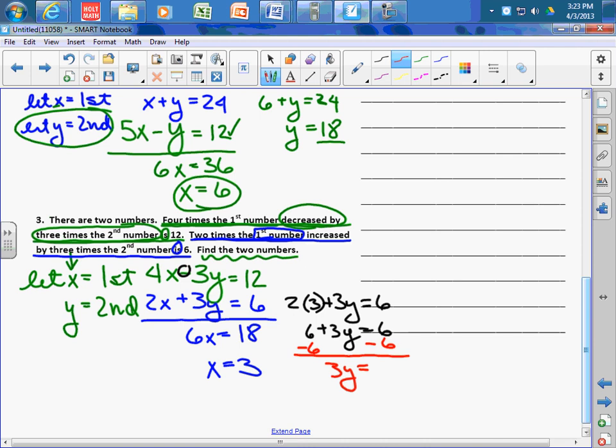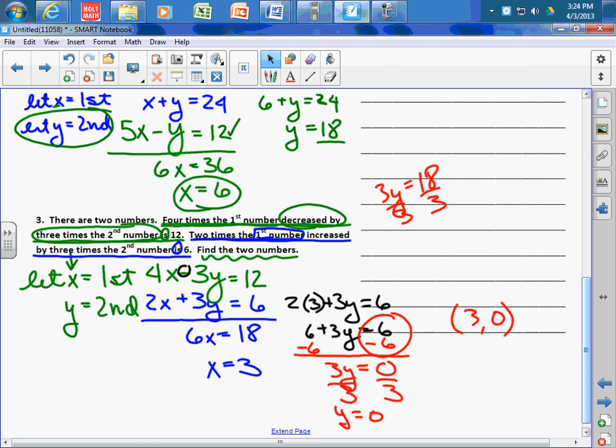What's going on here? Do the math. What's 6 minus 6? 0. What do you do to both sides? If you had 3y is equal to 18, what would you do to both sides? You divide by 3, right? You're still going to do that. You still need to get the y by itself. y ends up being equal to 0. So our two numbers are 3 and 0.